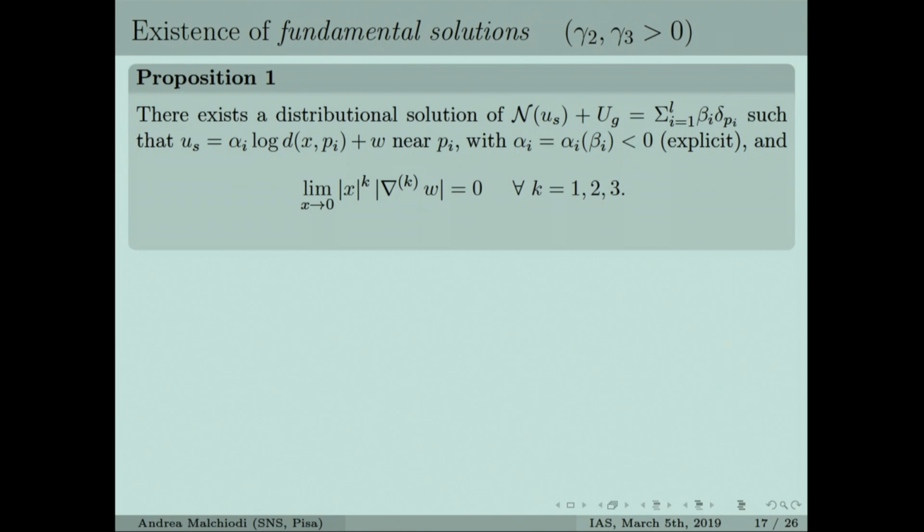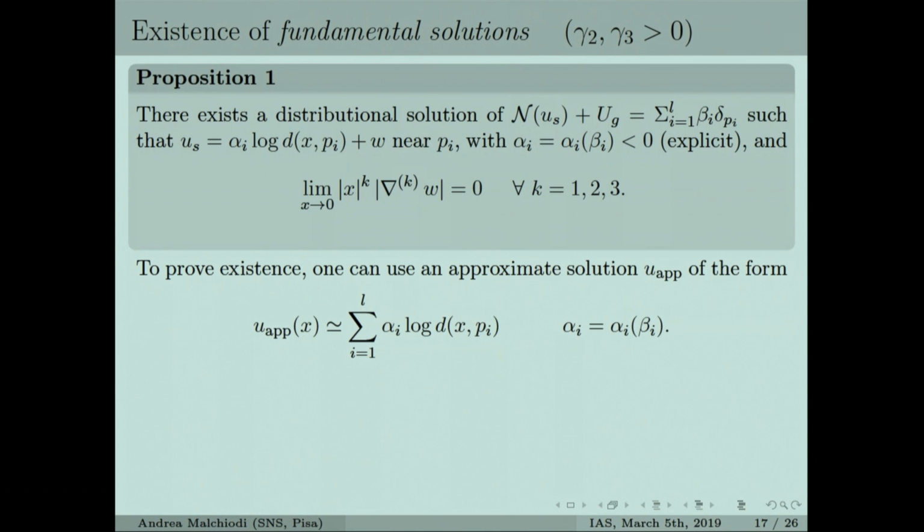And the difference, which I call W, is something milder than the logarithm. It is actually not so hard to prove. You try with an approximate solution. You already have an idea about how the solution should look. Near each pole, it should look like a multiple of the log of the distance from the pole, and you have an idea about the constant in front of the logarithm. There is an explicit expression, and this alpha is actually negative.